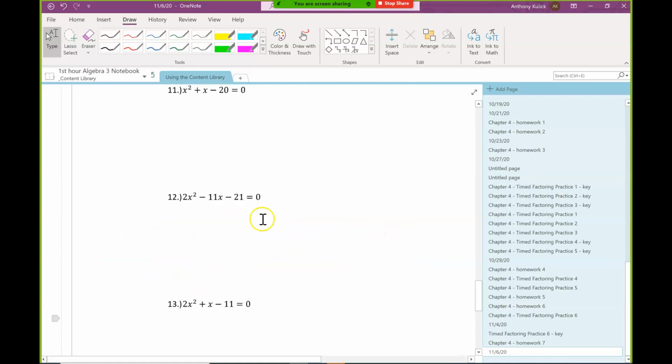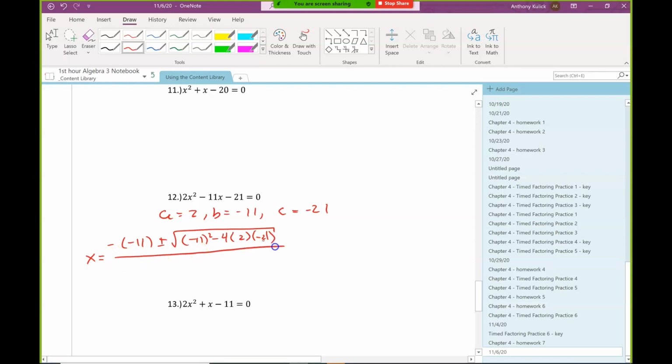Okay. So here we're asked to use the quadratic formula. So I'm going to start by just making sure that it's equal to 0, which it is. And then I'm going to identify a, b, and c, and then plug those into the quadratic formula. So x is equal to negative b plus or minus the square root of b squared minus 4ac, all over 2 times a.